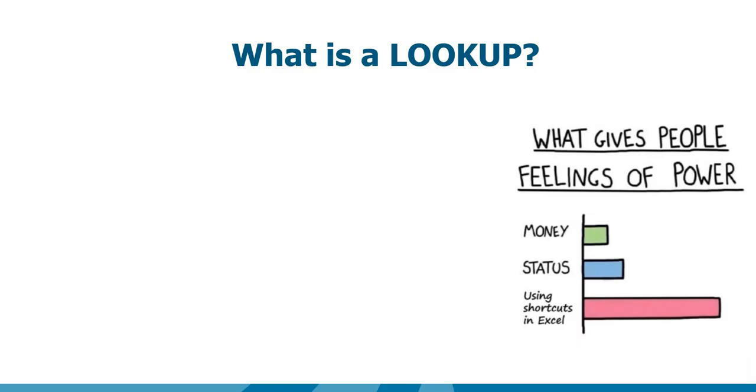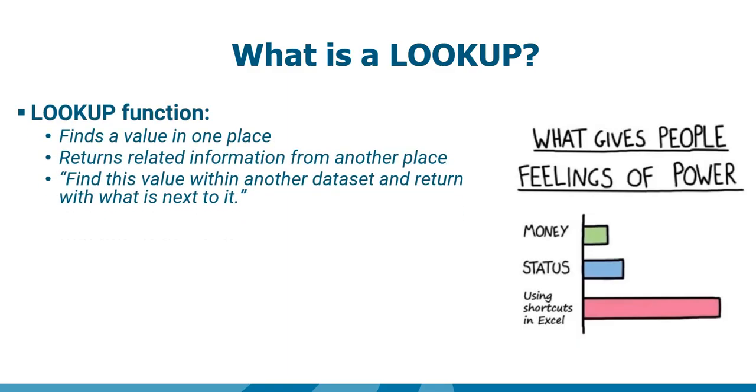Before we jump into the formulas themselves, let's take a step back to understand what a lookup is. A lookup function allows you to find a value in one place and return related information from somewhere else. You can think of it like looking up a word in a dictionary. You find the word and the dictionary gives you the definition. With the lookup value, this same process is now automated.